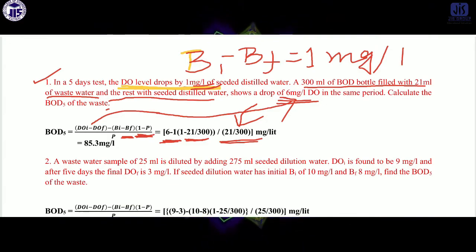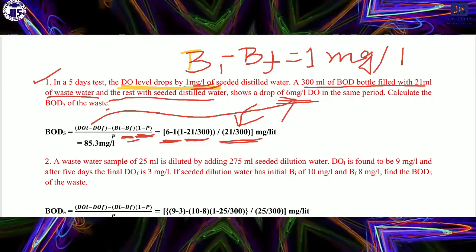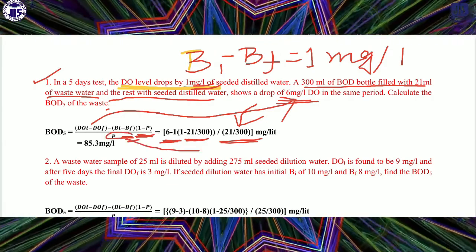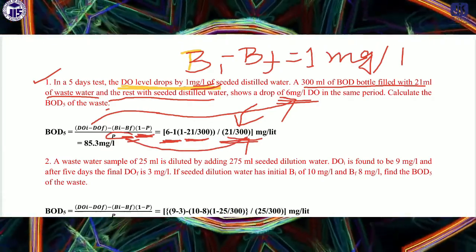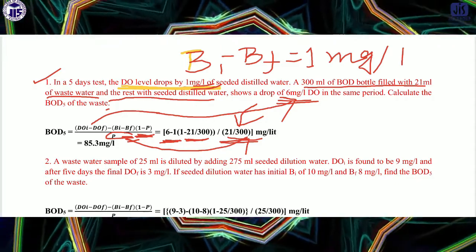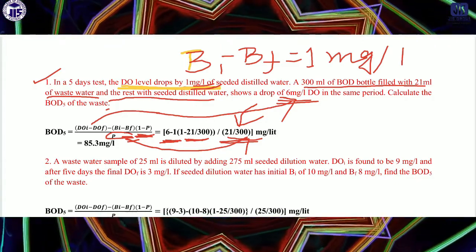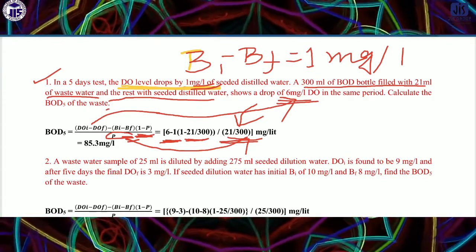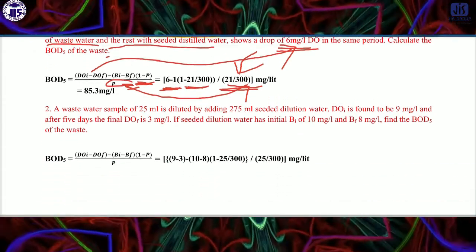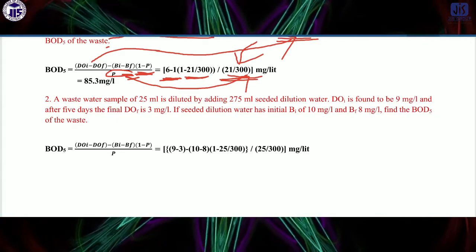And now that p, the value will again be 21 by 300, and finally we are getting the result 85.3 milligram per liter. Okay, so this is clear from here. Now in this way we have to solve another problem.